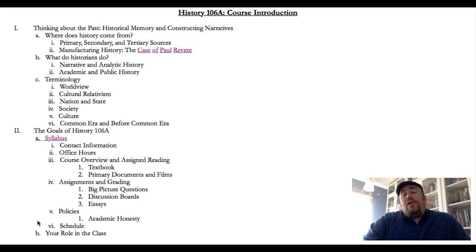And there are three kinds of sources, and in this class you're going to see all three. There are three kinds of sources that historians use. Okay, two more importantly to us and to what we do. The first kind of source are primary sources, and these are what we call first-hand accounts.